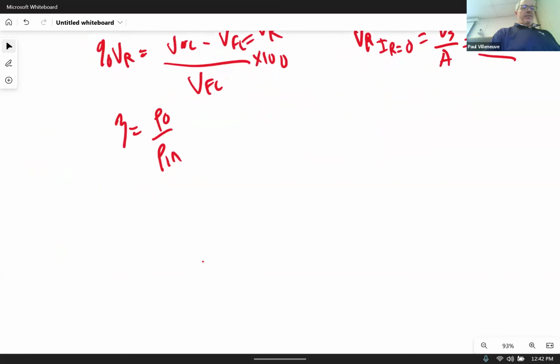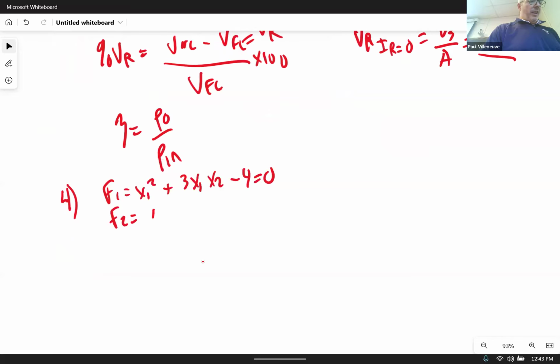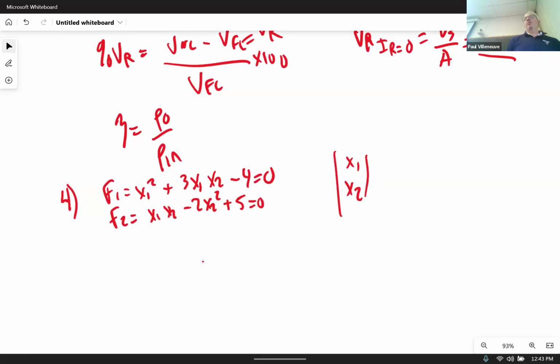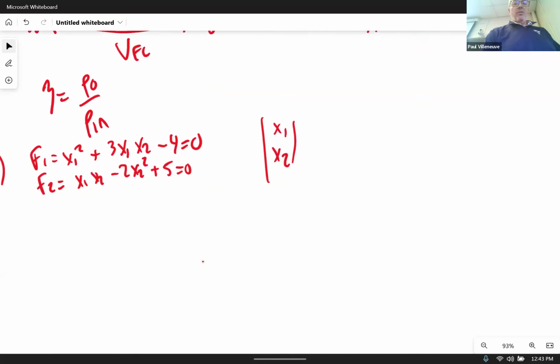Number 4, we started doing Newton-Raphson, right? And you had 2 functions. F1 equals x1 squared plus 3 x1 x2 minus 4, which is going to be equal to 0, because we're doing root finding. And F2 is equal to x1 x2 minus 2 x2 squared plus 5. That's going to be equal to 0. I have 2 variables I'm solving for. So that's my matrix of unknowns. I've got my 2 F equations.